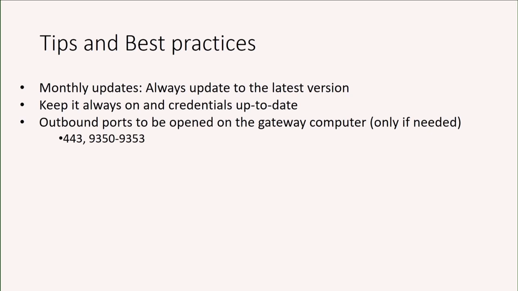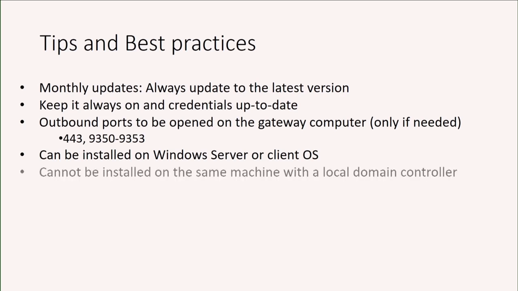And then make sure that your outbound ports are open to the gateway computer. The one that is needed is 443, and the additional ports needed are 9350 to 9353. As I mentioned, the gateway can be installed on a Windows server or client OS, but the heavier you want to use it, the more you want it on a server machine.